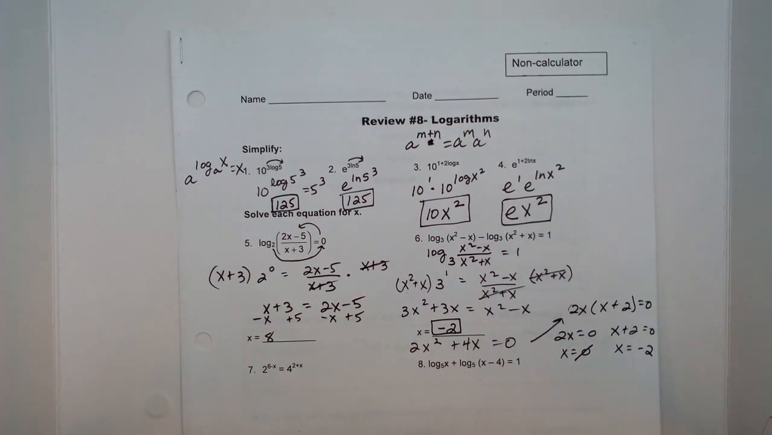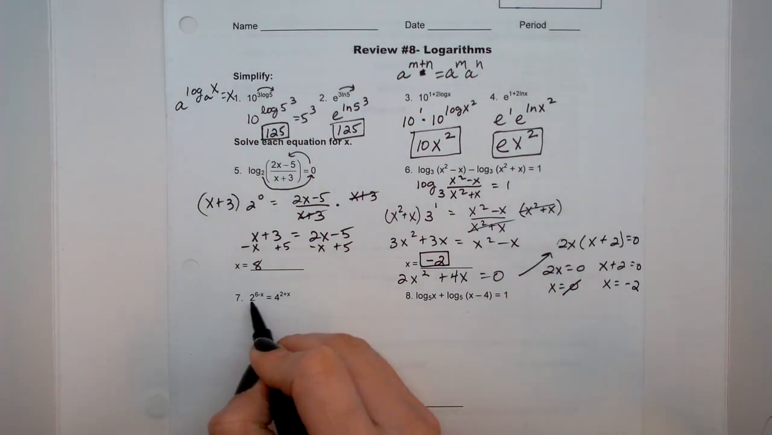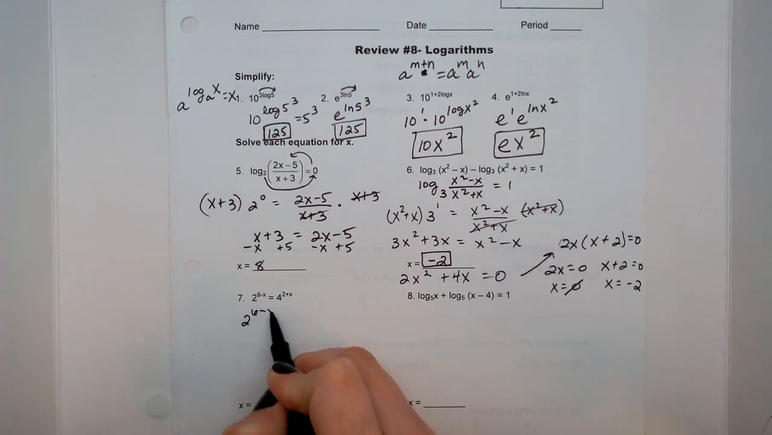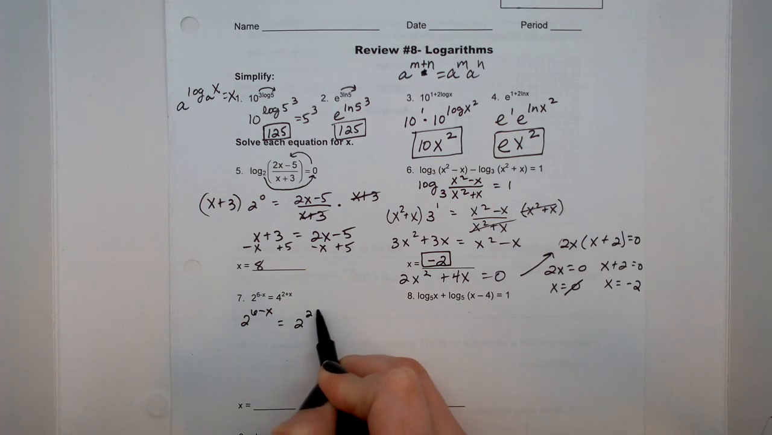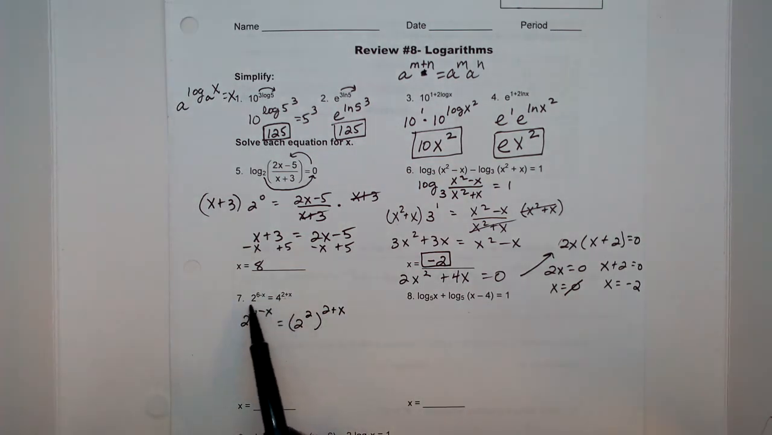Okay, let's look at number 7. Okay, on number 7, we need to rewrite both sides with the same base. So I have 2 to the 6 minus x is equal to 2 squared to the 2 plus x. So whenever you have an exponential equation, you want to check both sides and see if you can rewrite it with the same base. If you can, that's going to make things the easiest. If you cannot, then you're going to want to take the log of both sides.